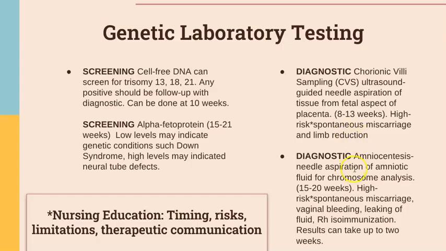Amniocentesis is a needle aspiration of amniotic fluid for chromosome analysis. Again, it's diagnostic, offered to high-risk women, usually not done until about 15 to 20 weeks. There isn't enough fluid before that, and there are risks involved, including spontaneous abortion, vaginal bleeding, leaking of fluid, again because that placental membrane is sort of separating the mom and fetus blood. There's risk for isoimmunization if you're doing anything that can compromise that, which a needle aspiration of fluid could do.